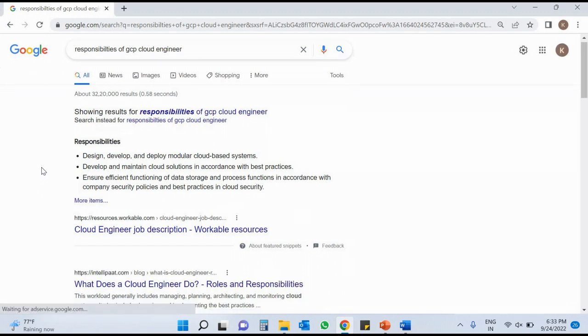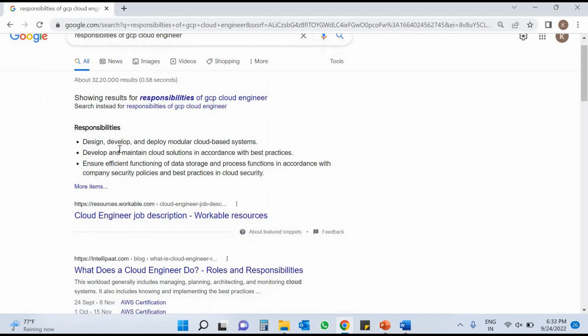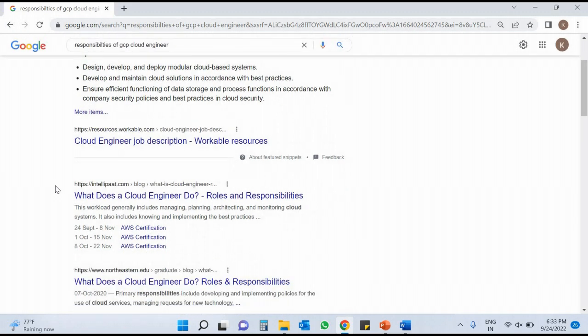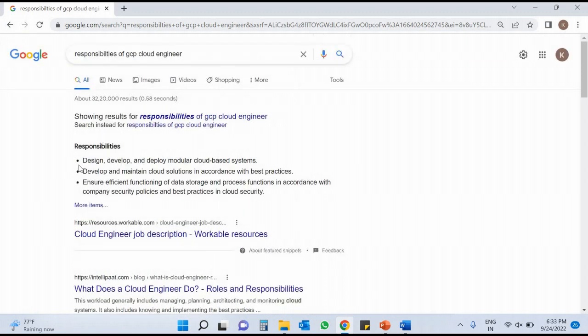So friends, look here. These are the people who design, develop and deploy modular cloud-based systems. As I told, we do not have to go deep. We just have to overview the requirement, what exactly the GCP cloud engineer does. So here we can read that they design, develop and deploy modular cloud-based systems.